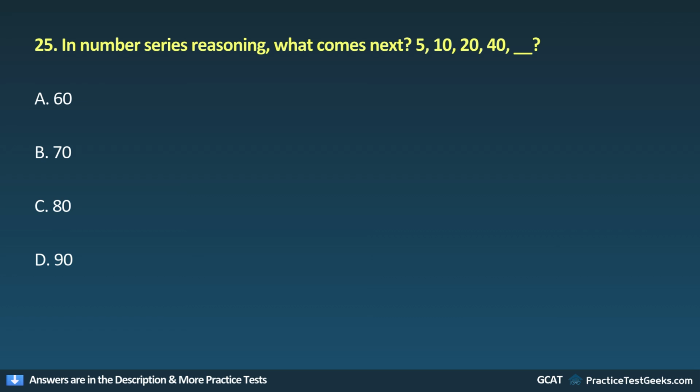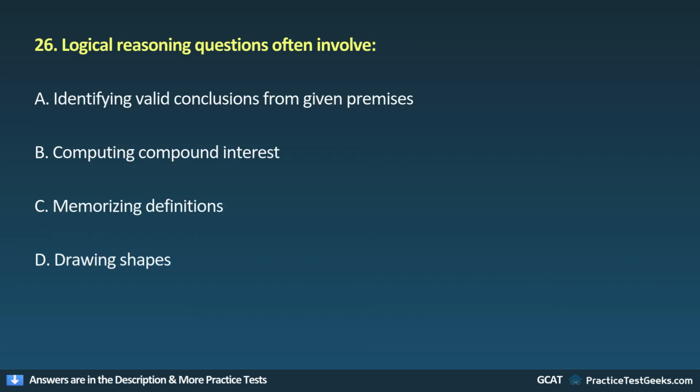25. In number series reasoning, what comes next? 5, 10, 20, 40? A. 60. B. 70. C. 80. D. 90.